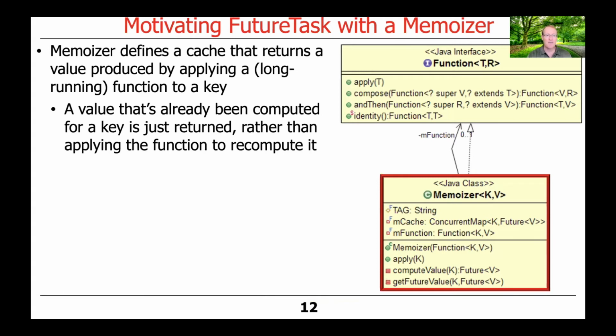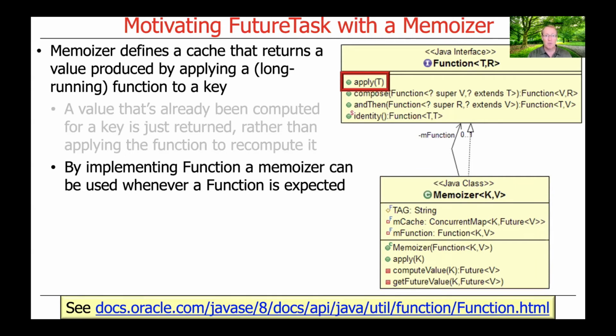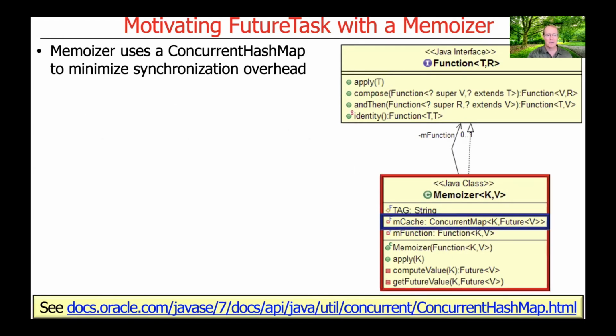As I said before, if the value has already been computed, when we call apply, it just gets returned rather than running the function to compute it. One of the reasons we have Memoizer implement Function is that we can use a Memoizer anywhere a Function is expected, or we can just pass in a Function. If you don't want the caching feature, you can just pass in a regular old Function and it'll get called every time. But if you want the Memoizer, you can transparently add the memoization mechanism to any APIs that expect to get a Function.